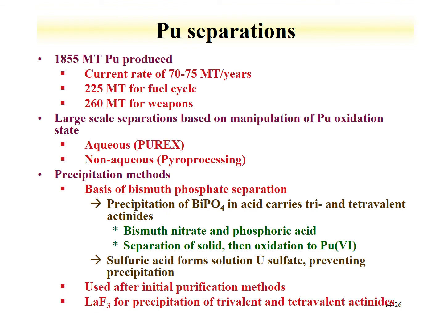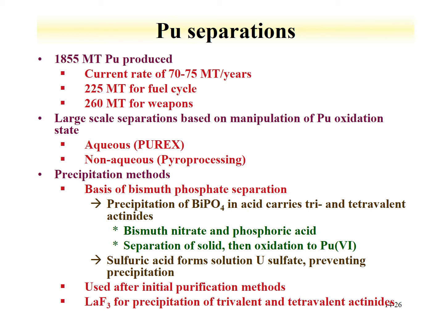The plutonium chemistry we just described is useful for separations of plutonium. Here's some data on plutonium separations. About 2,000 metric tons of plutonium has been produced. The production rate is shown here, between 70 and 75 metric tons per year. Large-scale separations of plutonium are primarily based upon the PUREX process, which we've discussed and will be presented in more detail in other courses in the summer school. There are also some non-aqueous pyroprocessing methods, which are responsible for the formation of solid phase plutonium species through electrochemical reduction.